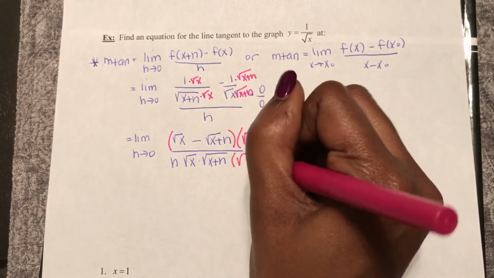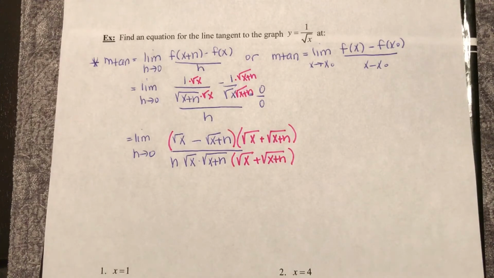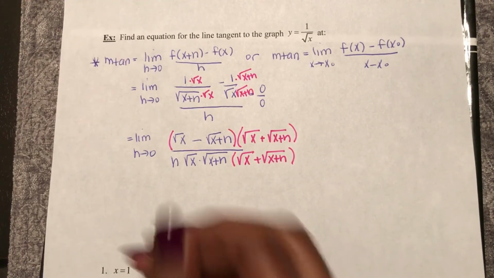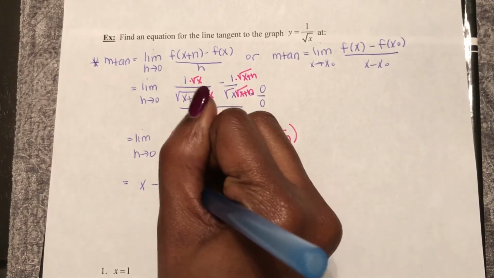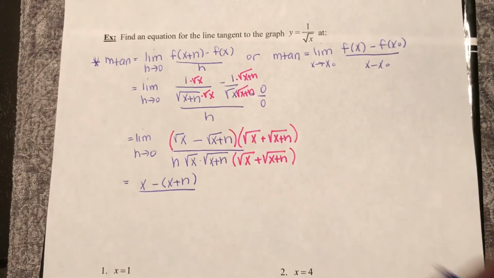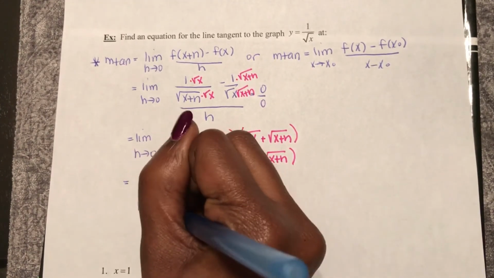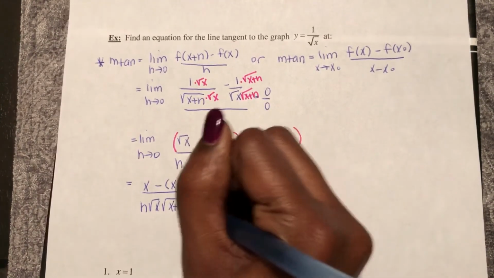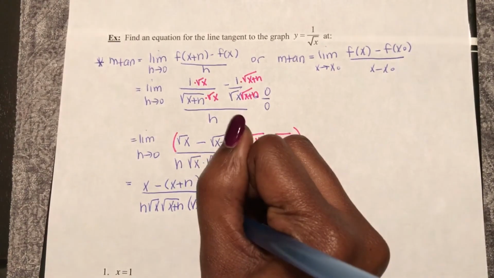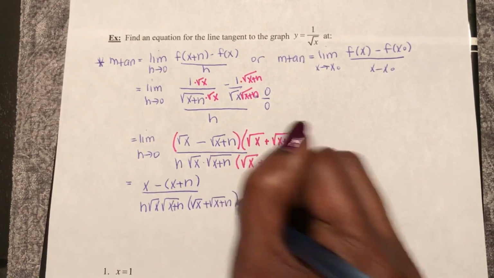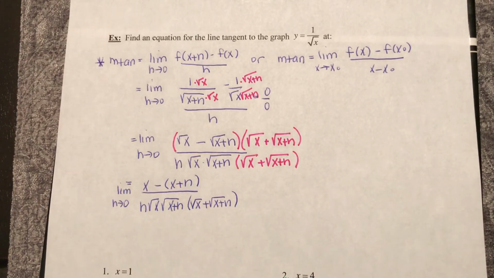So now my numerator becomes x minus x plus h, and my denominator is h square root x plus h multiplied by my conjugate, and this is all the limit as h approaches 0.